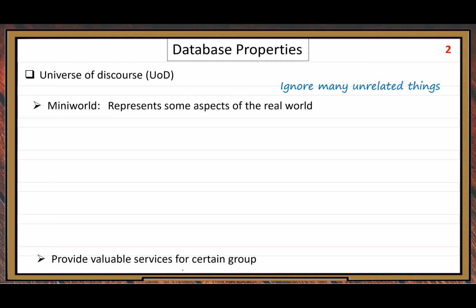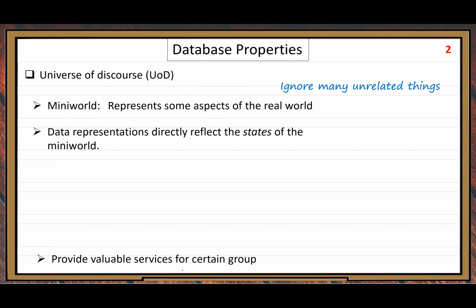So you notice, there are many objects in the real world, but in your database design, you may not need to represent them, because they are unrelated to your business. Although those things are visible there, it's not necessary to represent everything you can see in the real world.